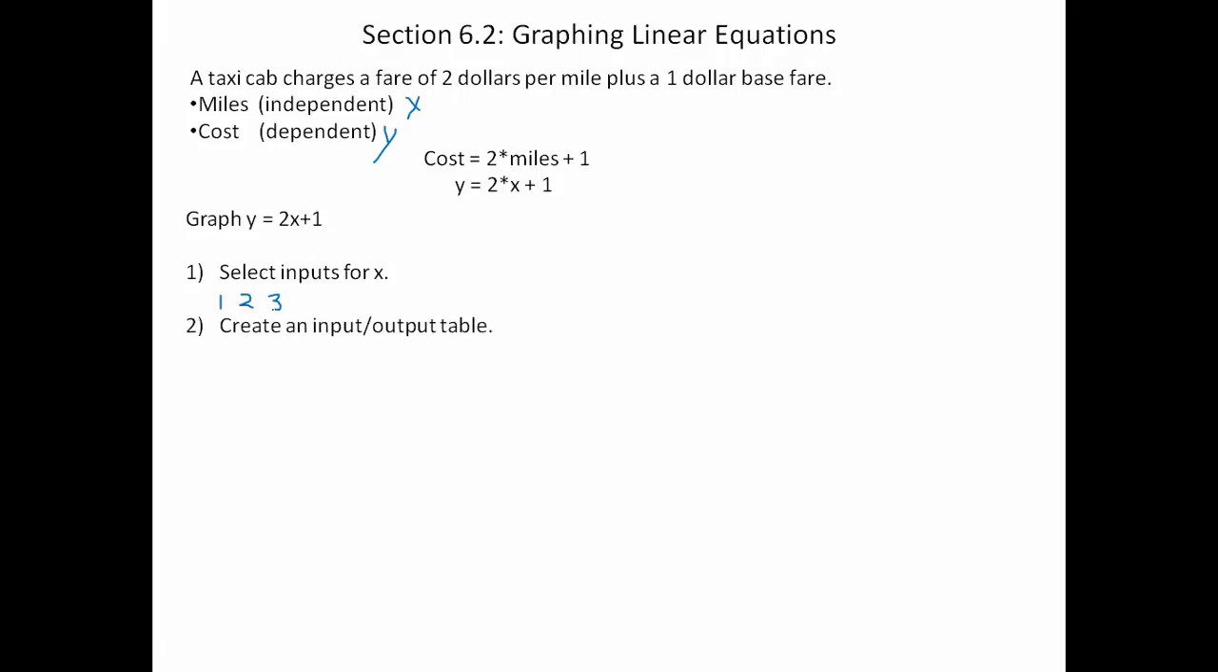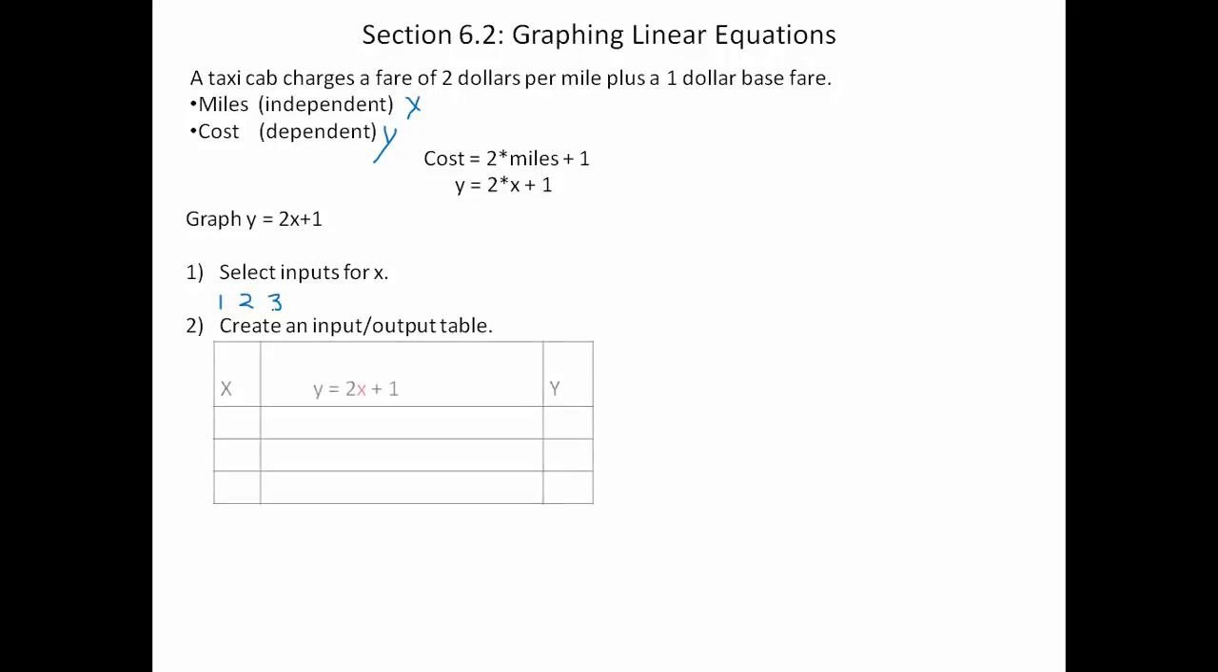Next, we're going to create an input-output table. If I know that the cost of a 1 mile cab ride is $3, I can plot that as a point. I've got an x and I've got a y. So I can go back to the things that I learned from section 6.1 and plot that as a point. And if I do that with a bunch of points, I'll end up with a graph. So I need to come up with the y values for each x value.